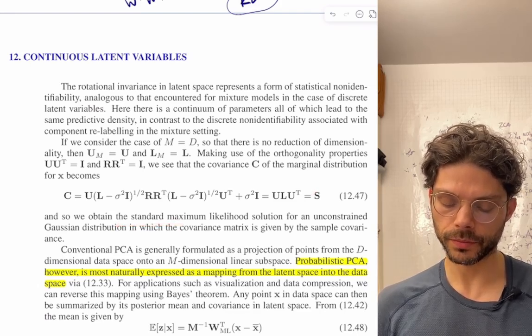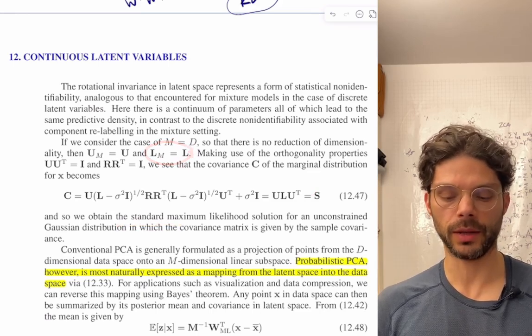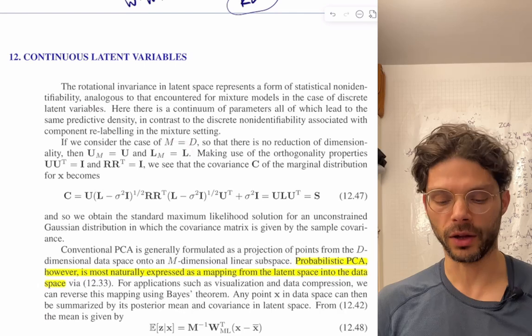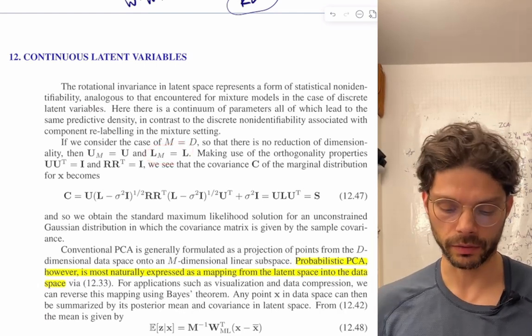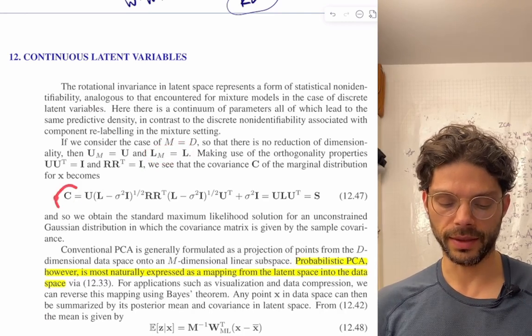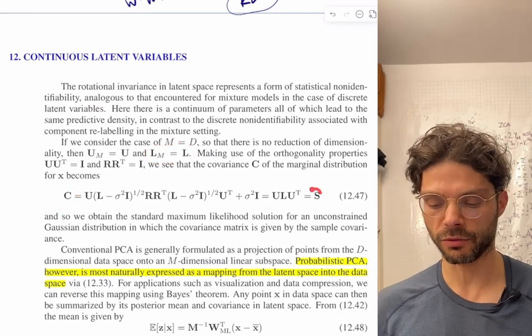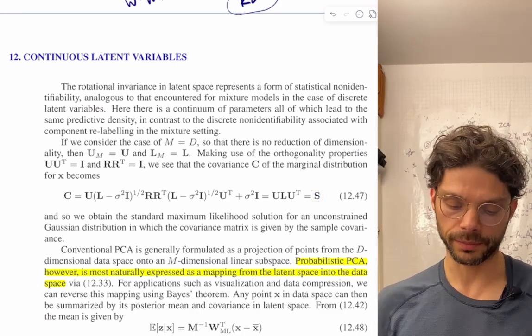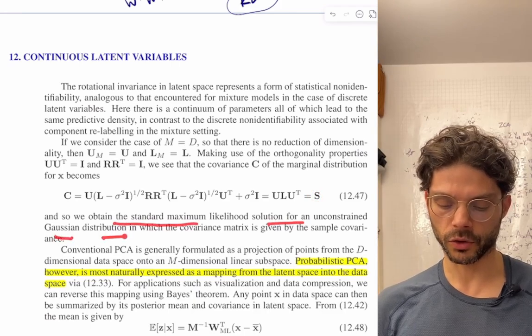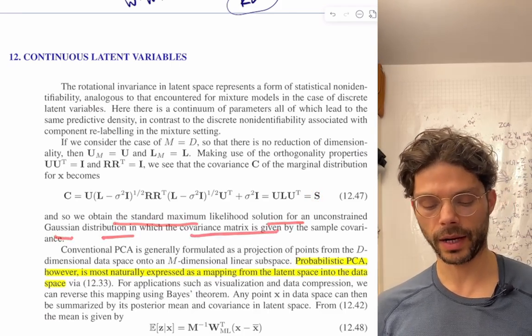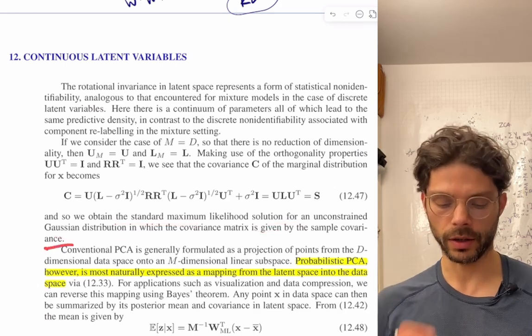Oh yeah, and here they wouldn't be in sigma squared anyway, because all he's saying here is that you just take all of the eigenvalues, not just a subset of m, you're taking all of them. So in that setting, the covariance just becomes the full covariance of your data. So we obtain a standard maximum likelihood solution for an unconstrained Gaussian distribution in which the covariance matrix is given by the sample covariance.